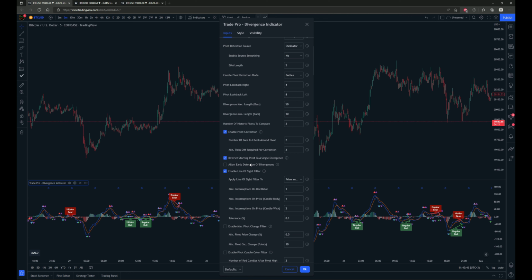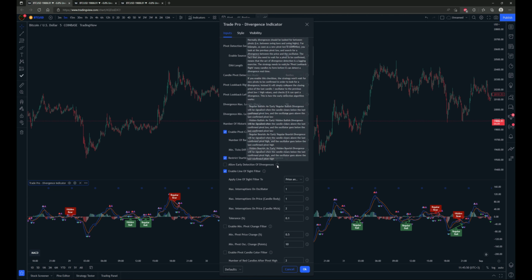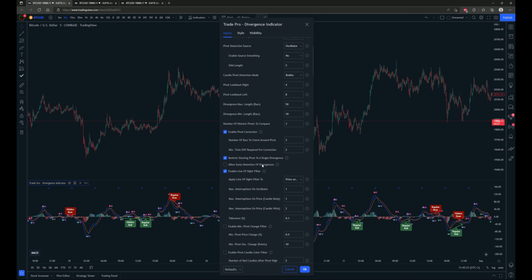Now we do also have the ability to have early detection of divergences, and this would be closer to what you would do in real time with the naked eye, where you don't have to wait for it to confirm the divergence yet. But of course that means that the divergence might not actually work out as well as often because you're not waiting for a confirmation.